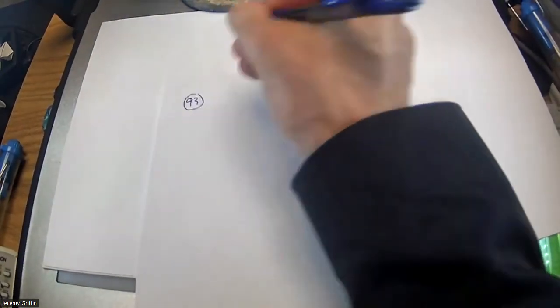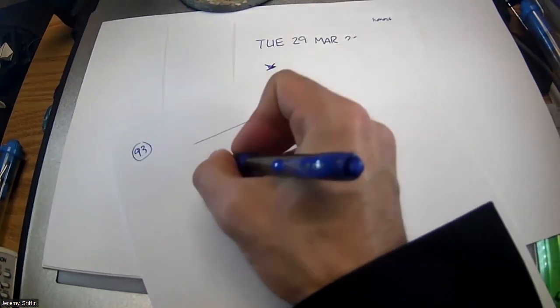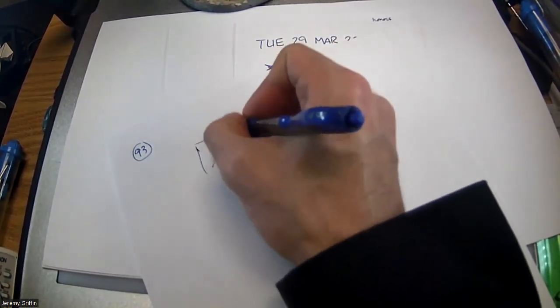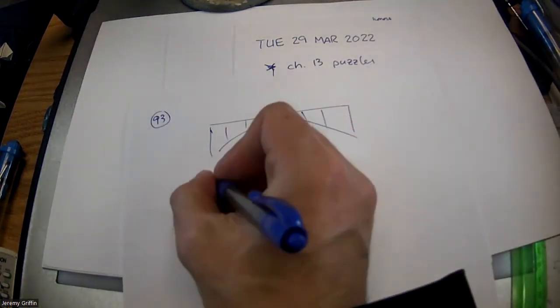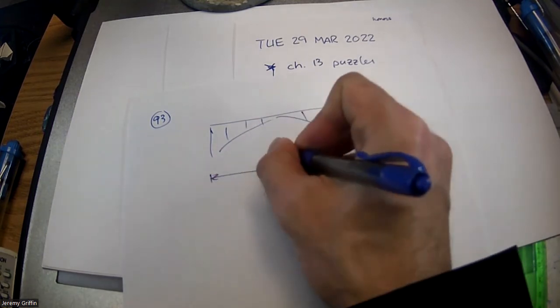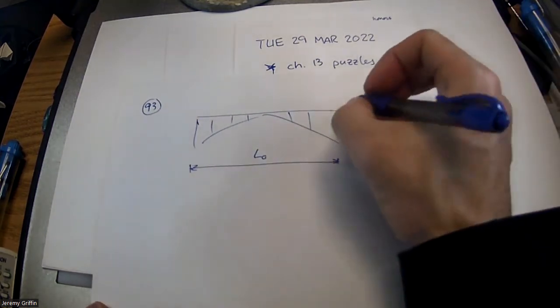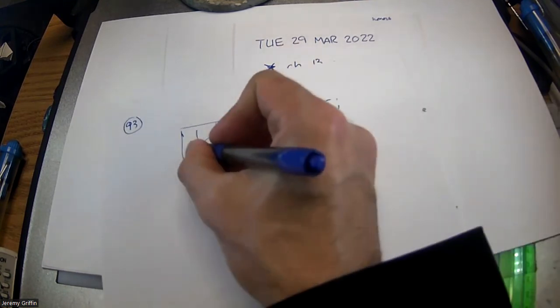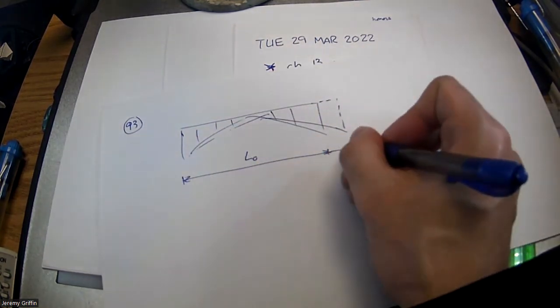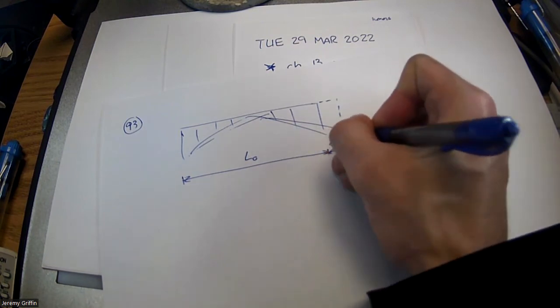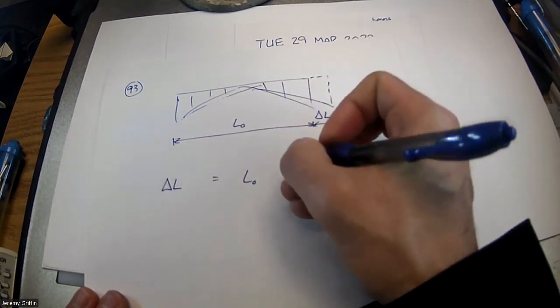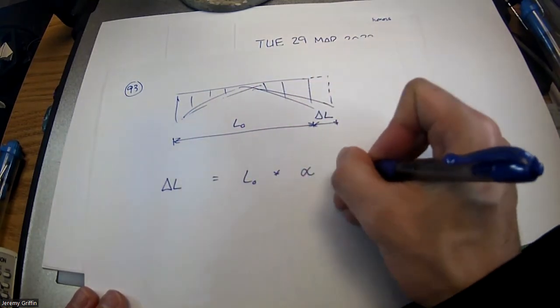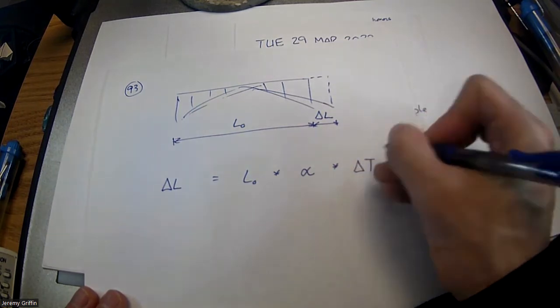Number 93. So we've got this bridge. It had some original length, I'll call it L naught. And then say it heats up and might expand out to here, for example. I'm going to exaggerate my picture, but you get the idea. There's some change in length, I'll call it delta L. That change in length is equal to the original length multiplied by the coefficient of thermal expansion multiplied by the change in temperature. Okay, that'll be true.